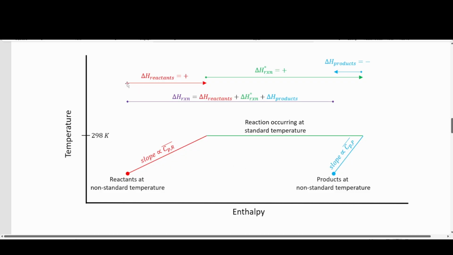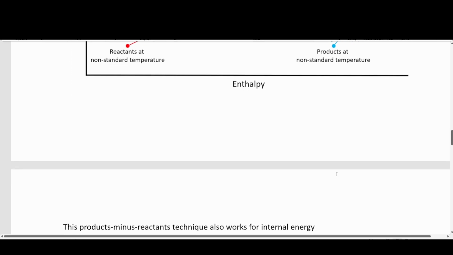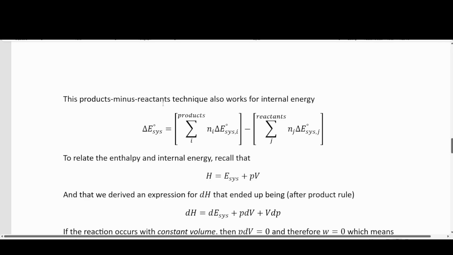We can see what's going on up here, where this is the delta H for the reactants, then the delta H for the reaction, then the delta H for the products. So we would end up back here for the products. So then the difference between this point and this point would be the change in enthalpy for the entire reaction at this non-standard temperature. In addition to enthalpy, this product minus reactants technique also works for internal energy.